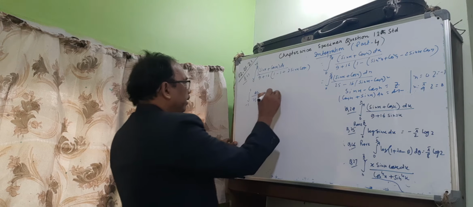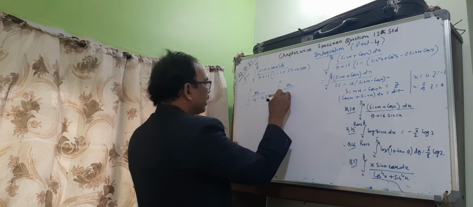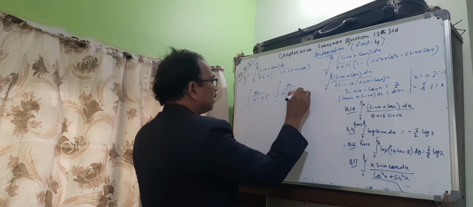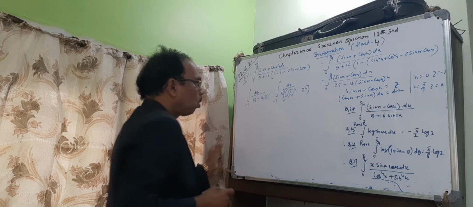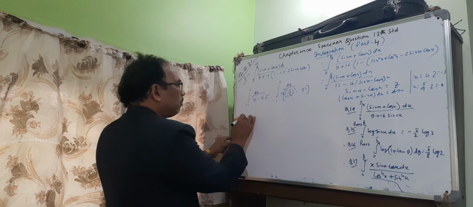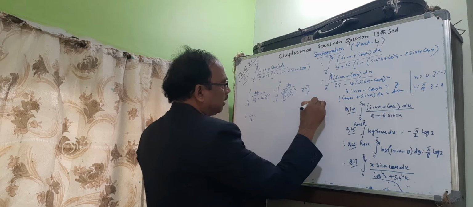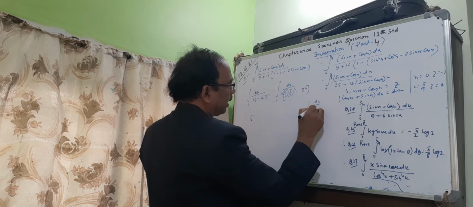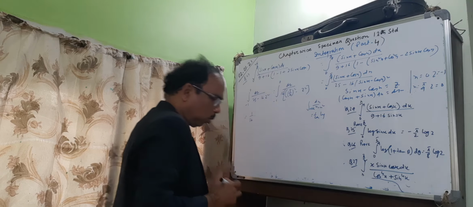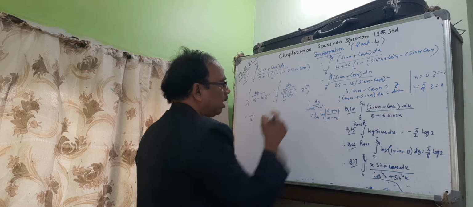25 minus 16 z square, integral from minus 1 to 0 of dz, taking 16 common, (5 by 4) whole square minus z square. Taking 16 common, so the a square minus x square formula is coming. What is the a square minus x square formula? It is 1 by 16 times the integration of dx by (a square minus x square), that is 1 by 2a log of (a plus x) by (a minus x). That is the formula.